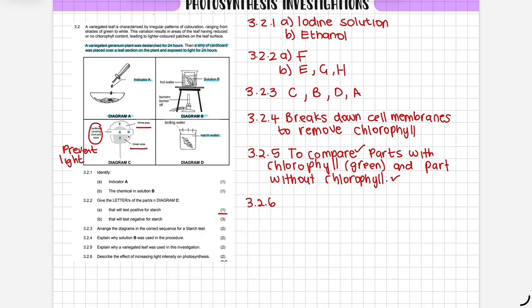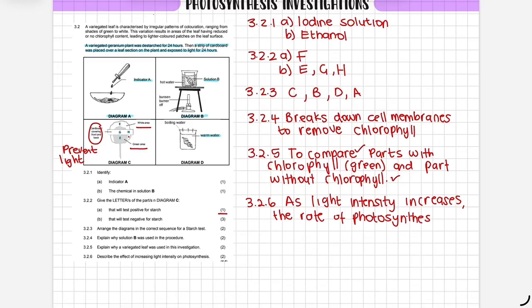Last question, you describe the effect of increasing light on photosynthesis. We know that as light intensity increases, the rate of photosynthesis will also increase, but up to an optimum level, since any other factor affecting photosynthesis becomes a limiting factor. This sort of is a conclusion for the investigation that will be covered in part 2.